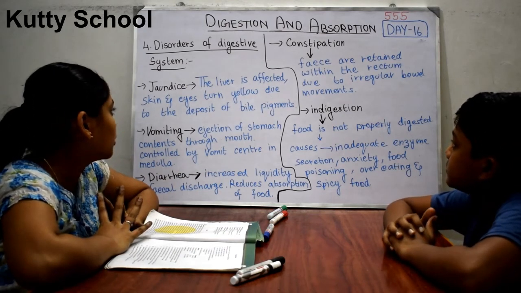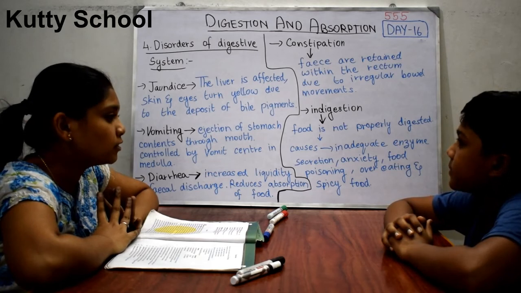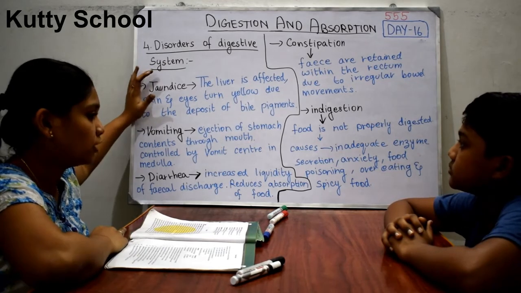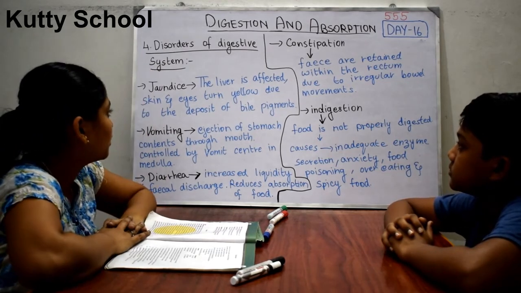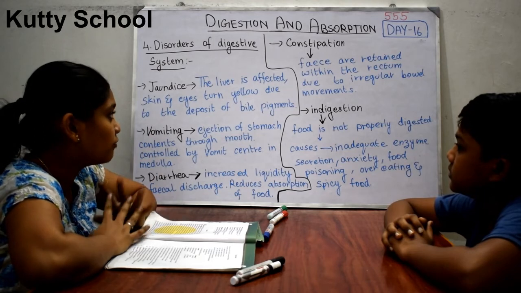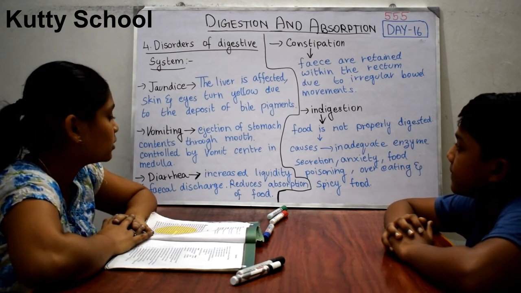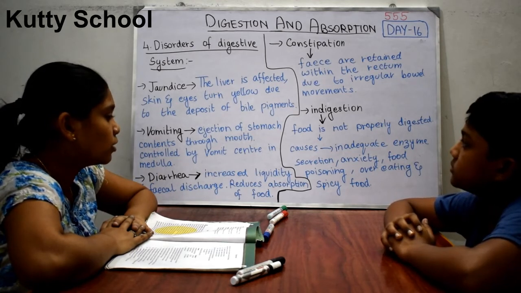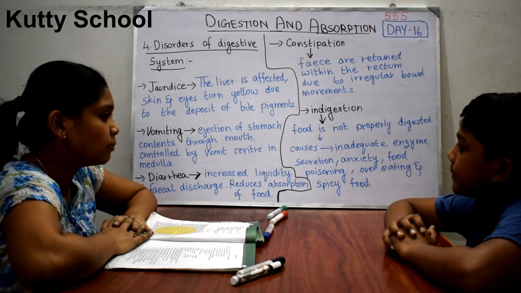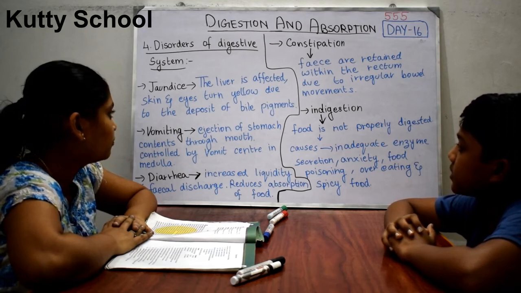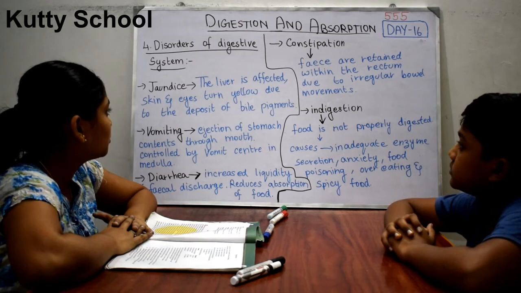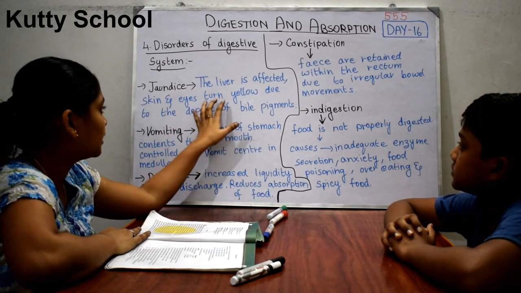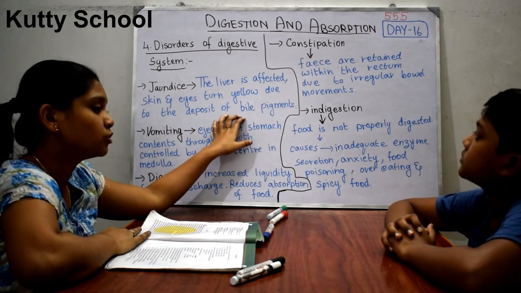Okay. So here there are 5 disorders. Generally we are going to see what the disorders are. Here the first one is jaundice. It is caused by the affection of liver. So the liver is affected here. Therefore the skin and eyes turn yellow because of the pigment which is present in bile, called bilirubin, and bilirubin gives yellow color to the bile. Because of the affected part of the liver, the skin and eyes turn yellow due to the deposition of bile pigments.